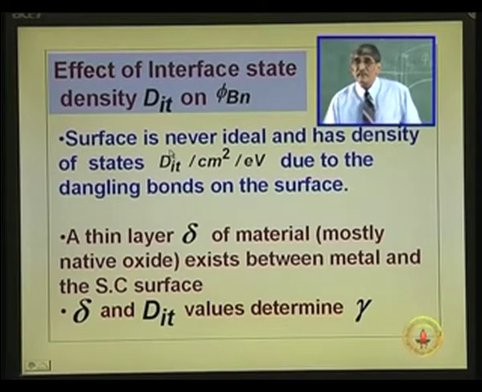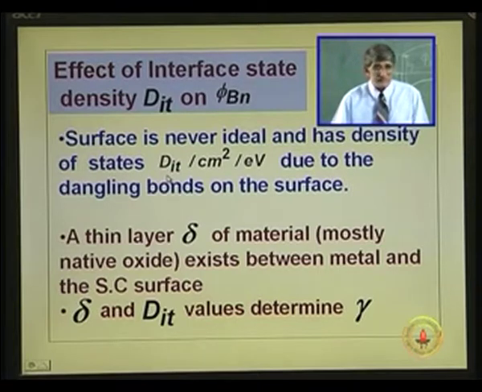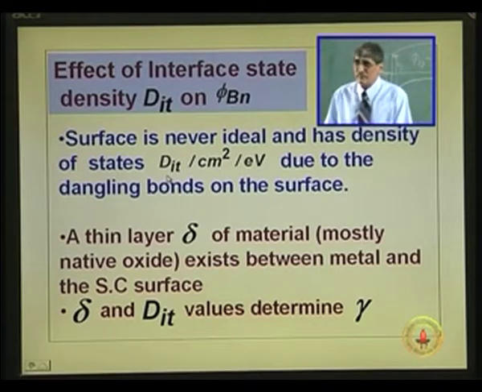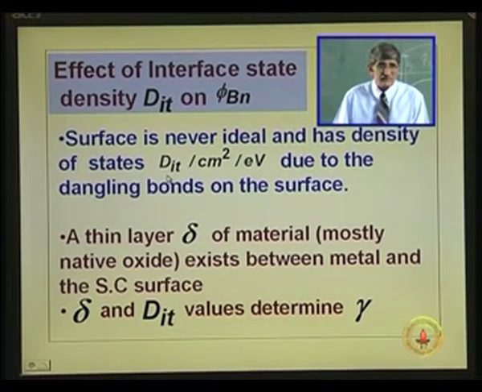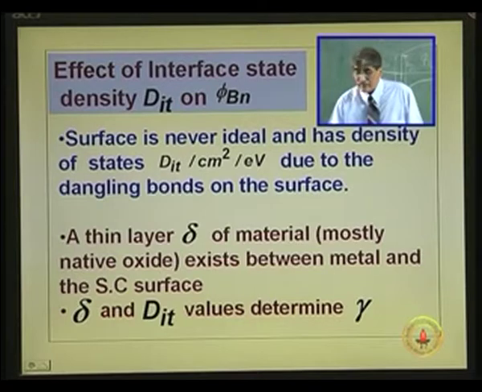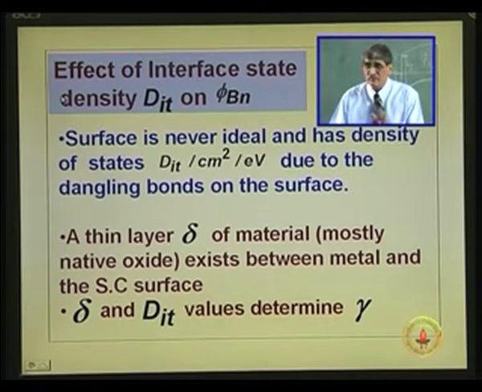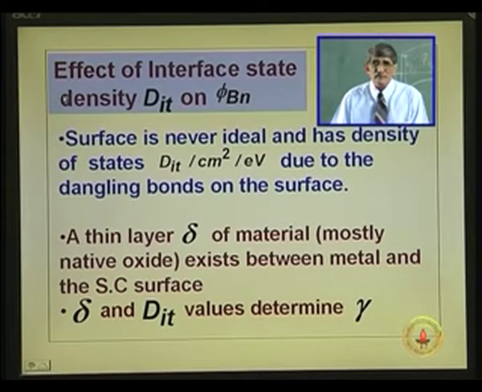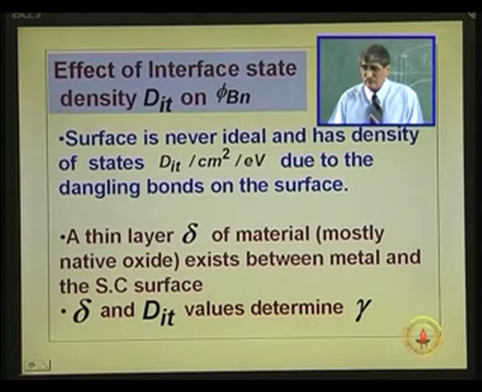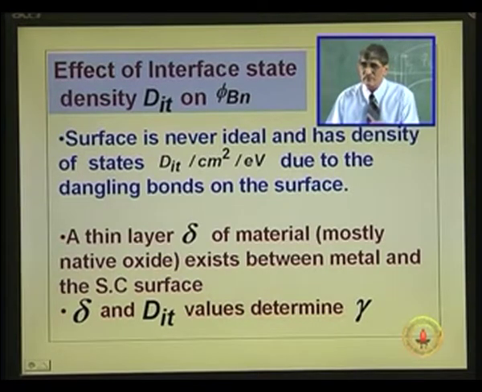The surface is never ideal and has a density of states, what you call as DIT, that is the accepted symbol for interface state, whether you talk of MESFET, MOSFET or Schottky. Okay. DIT tells you how many states there are per unit area of the surface within an energy gap of 1 electron volt. So, if there are 10 to the power of 12 DIT per centimeter square per electron volt, and I take an energy gap of 0.1 electron volts, there are 1/10 of that.